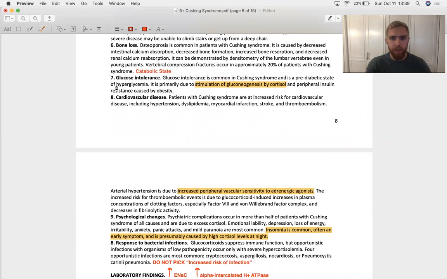Glucose intolerance, again, you're going to have hyperglycemia because you never really turn off gluconeogenesis. Even in the fed state, you still got a little bit going on because of all this cortisol.